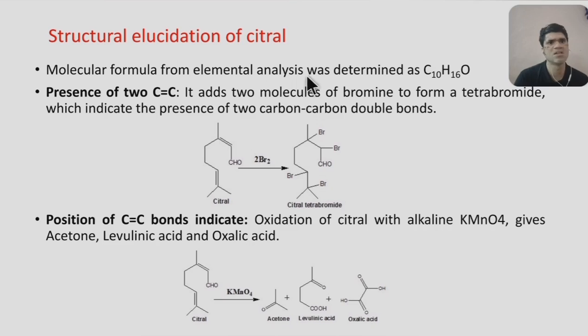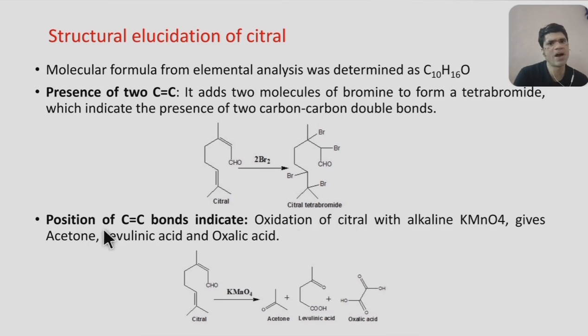So from elemental analysis it is found to be C10H16O for citral. Now we know that these terpenes are unsaturated, that is, they contain double bonds. So first we have to confirm the presence of double bonds. When citral is treated with bromine, we get tetrabromocitral, and we observe that for 1 mole of citral, 2 moles of bromine are consumed. Thereby we confirm that there are 2 double bonds in citral.